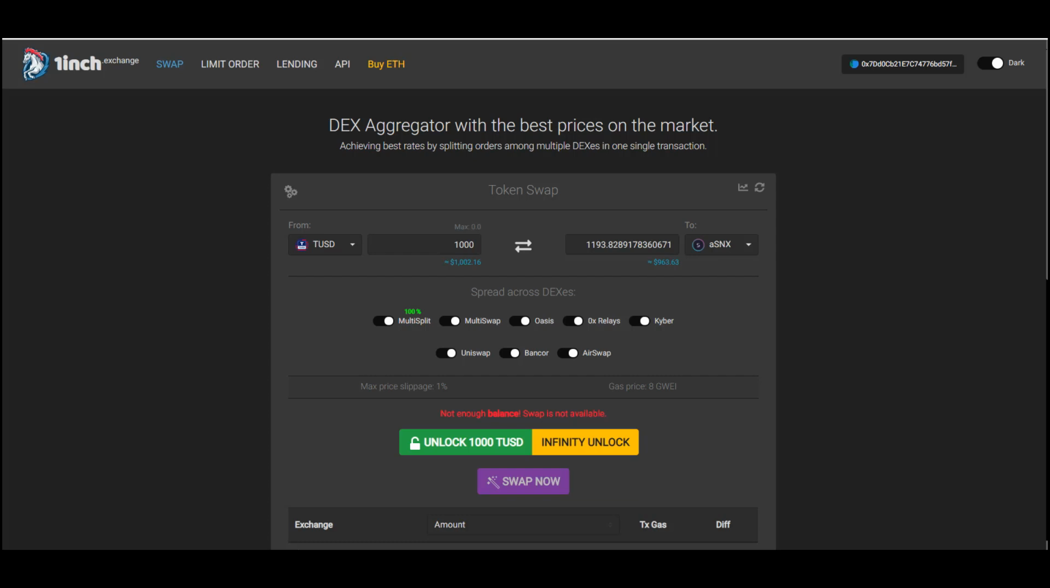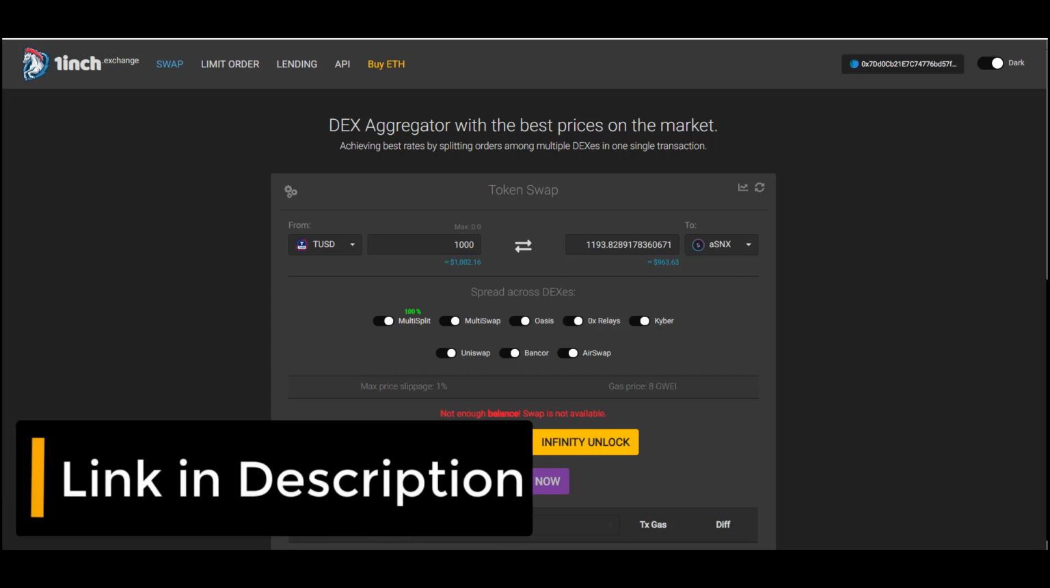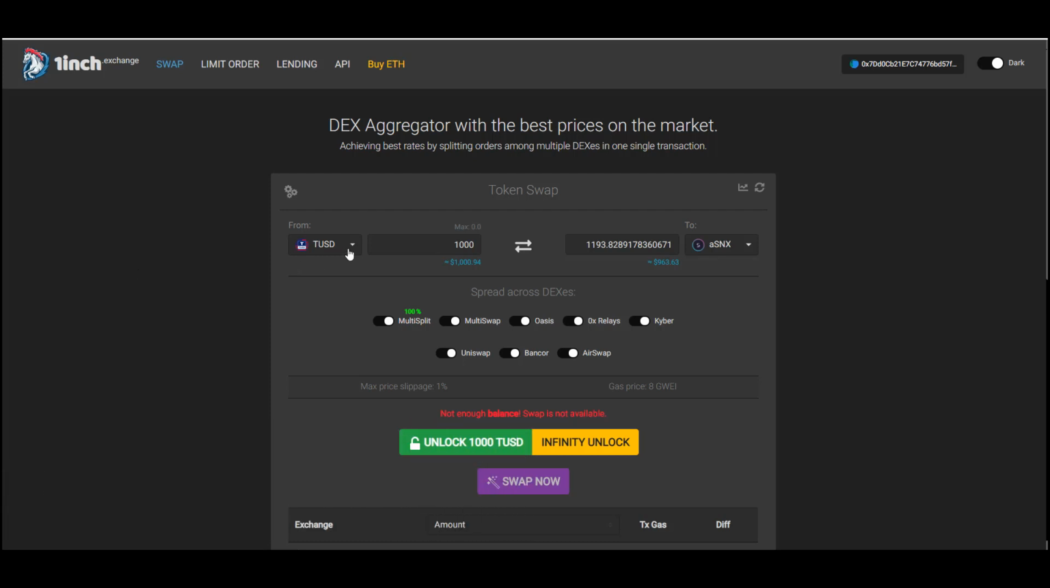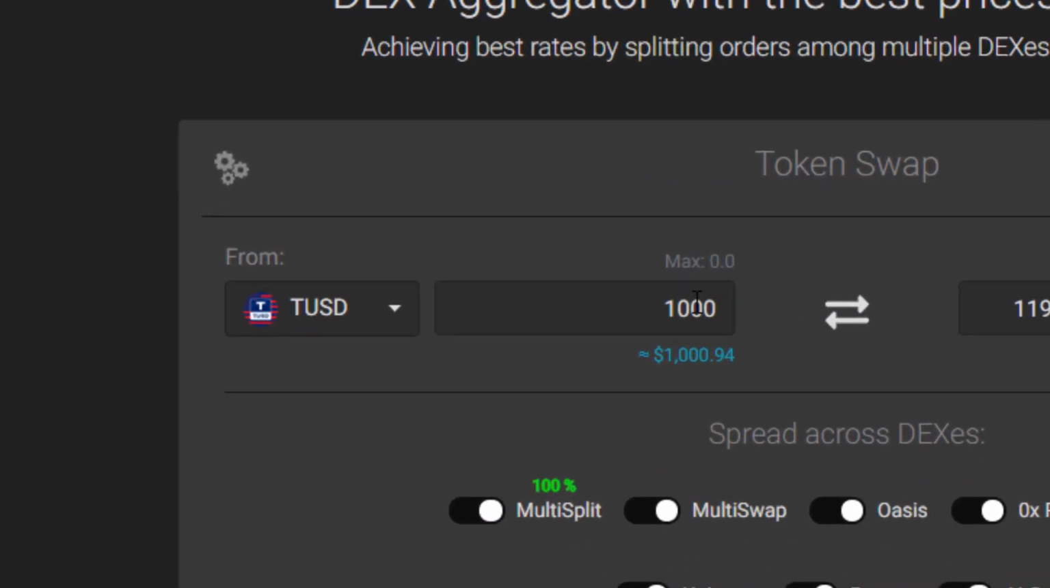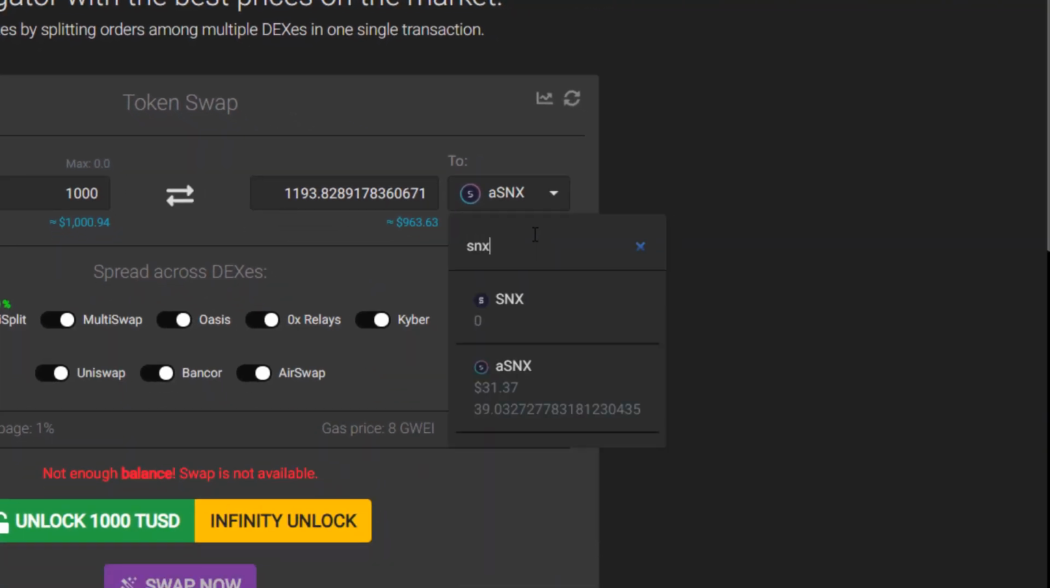To do that with one click, you come to this platform. It's a DEX aggregator. If you want a link to it, I'll include a link in the description below for you. And by the way, before you come to this platform, you want to load your ledger or the device that you use with one of the USD-based stablecoins. They support USDC, USDT, but let's say you have TUSD in your wallet. You select it here on the left. In this box, you type in the number of TUSD that you would like converted. On this side, you can either pick SNX as just the token itself.